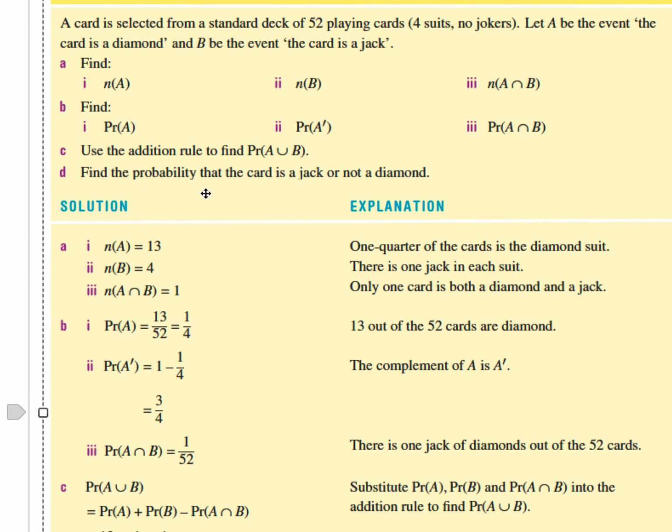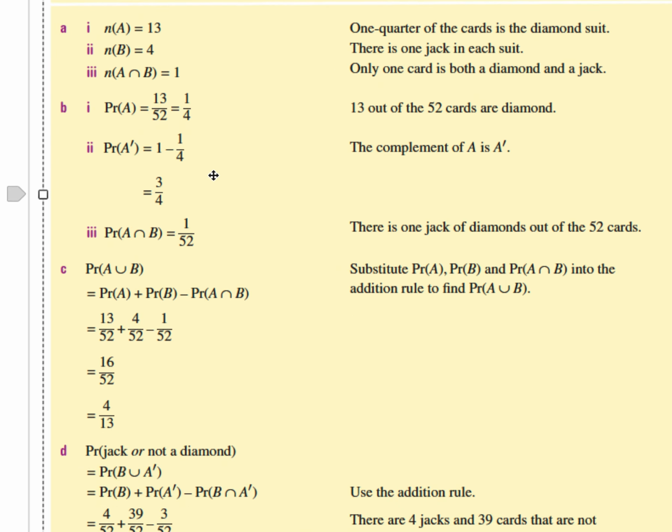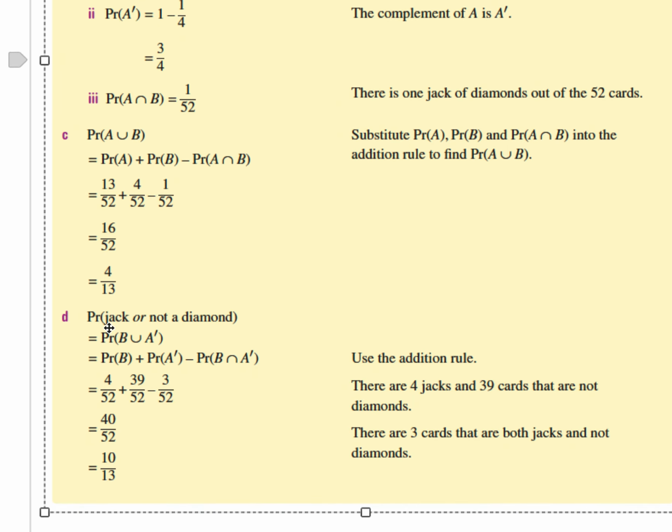For D, we want to find the probability that the card is a jack or not a diamond. So I'm going to say the probability of jack or not a diamond. So it's going to be the probability of B, then or is like a U symbol, and then not a diamond we can write as not A. So for this, we're going to again use the addition rule. So the probability of B plus the probability of A minus the probability of B and not A.